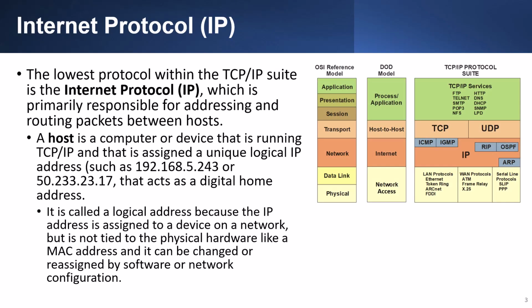The lowest protocol within the TCP/IP suite is the Internet Protocol, or IP, which is primarily responsible for addressing and routing packets between hosts. A host is a computer or device that's running TCP/IP and is assigned a unique logical IP address such as 192.168.5.243 or 50.233.23.17 that acts as a digital home address. It is called a logical address because the IP address is assigned to a device on the network, but it's not tied to the physical hardware like a MAC address, and it can be changed or reassigned by software or network configuration.